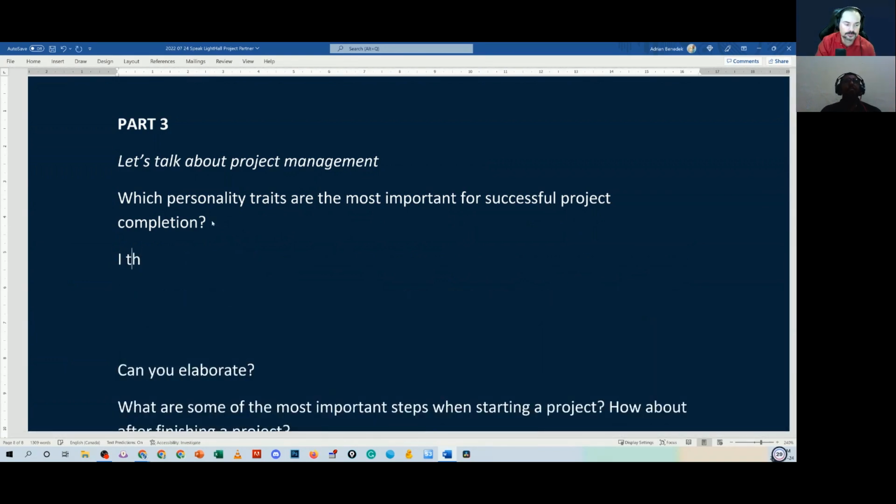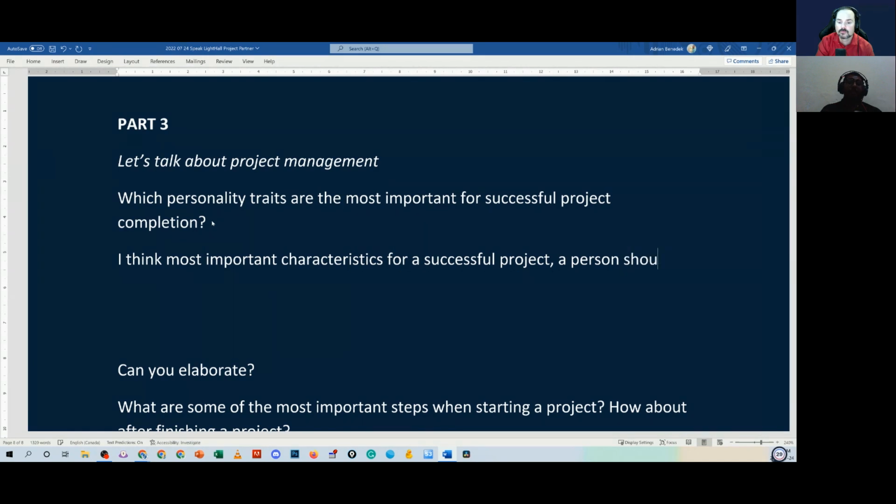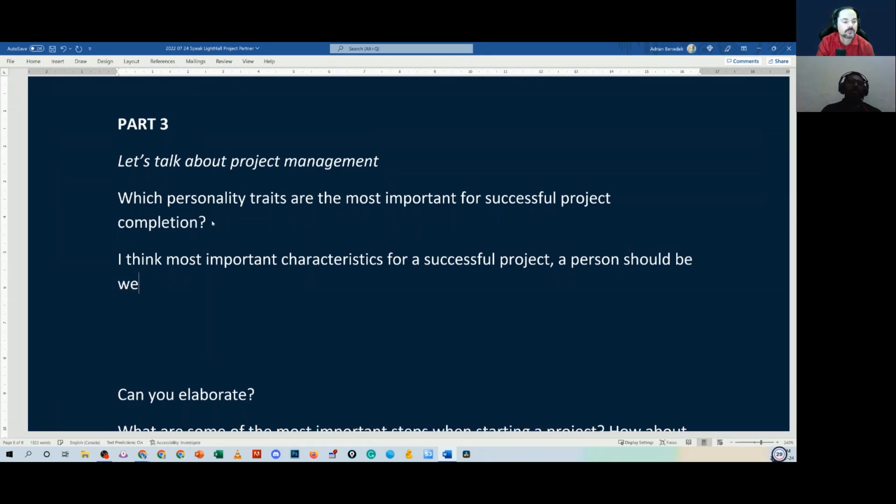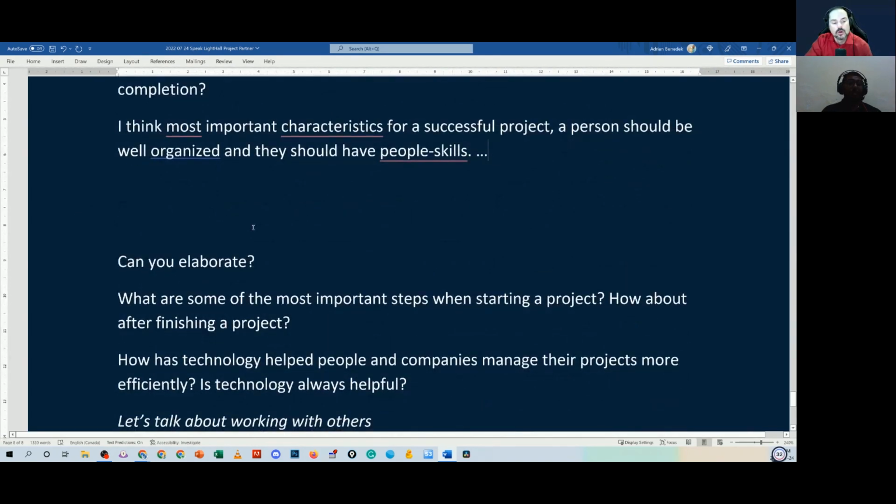I think the most important characteristics of a successful project are that a person should be well organized, as well as good at managing people, because certain projects involve managing people. As I previously said, Lovedeep was very good at managing people, because we had to organize matches in our community. So I think these characteristics are important.